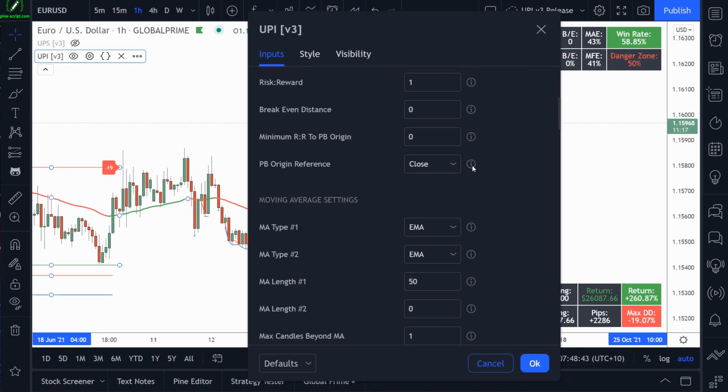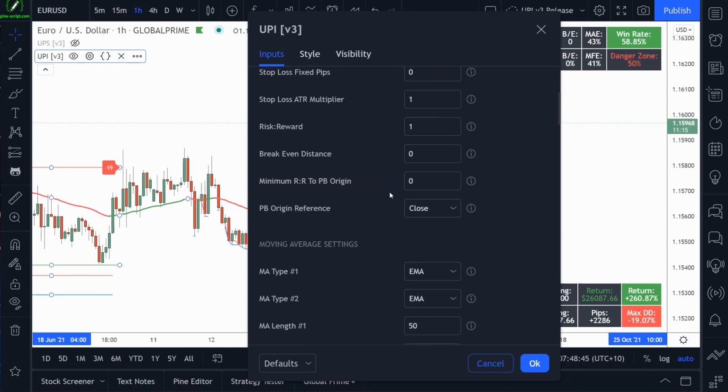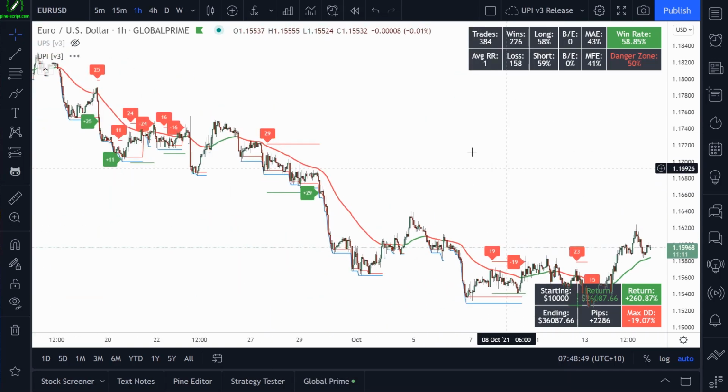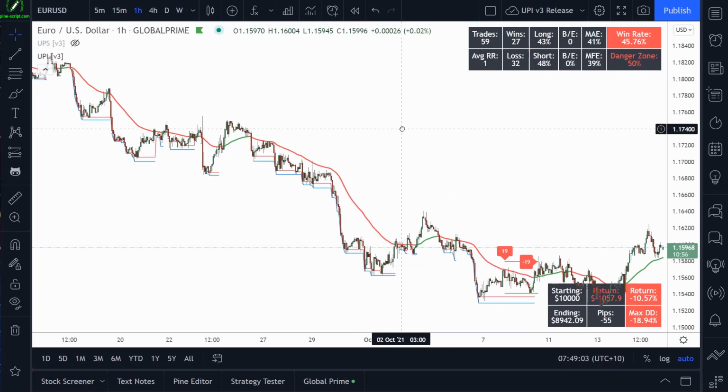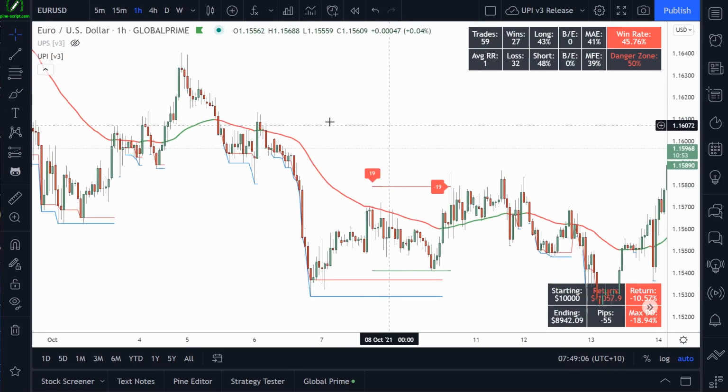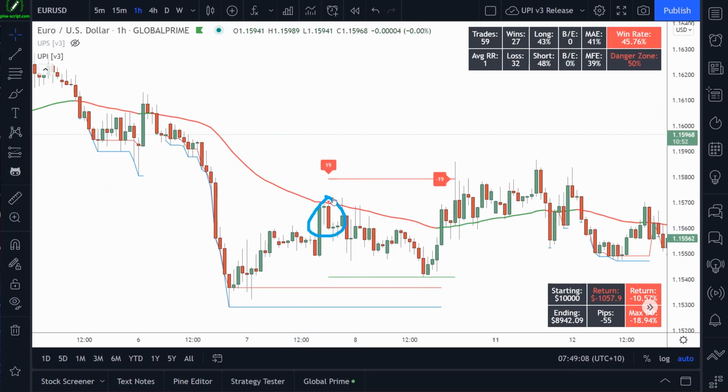Anyway, moving on, let me show you what this minimum risk reward to pullback origin does. If I set this to 1-to-1 and we zoom out, you'll see a bunch of signals are now ignored. And our win rate has dropped significantly. Our trade count has dropped significantly. The reason for that is the script is now only taking pullback trades where our profit target from our entry falls above the low of the pullback.